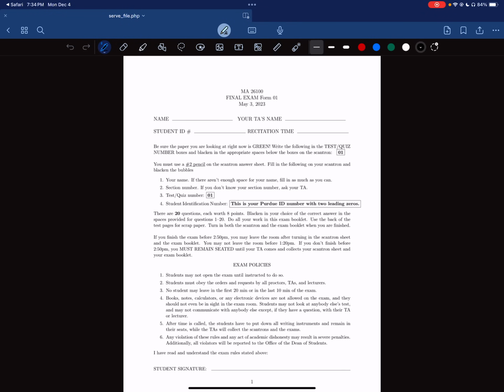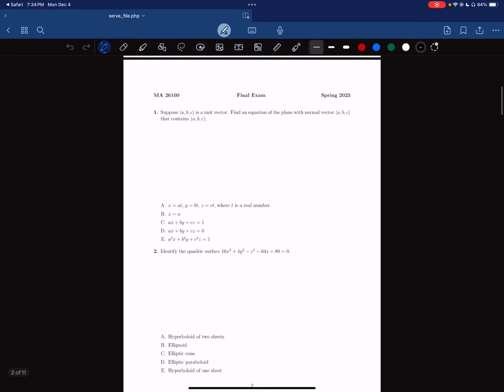All right, hello everyone. This is the 2023 spring final exam. Let's get straight into it. Number one, suppose ABC vector is a unit vector. Find an equation of the plane with normal vector ABC that contains the point ABC.